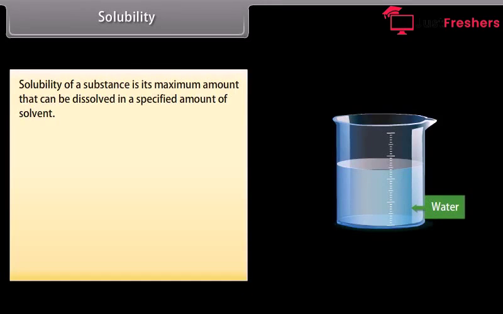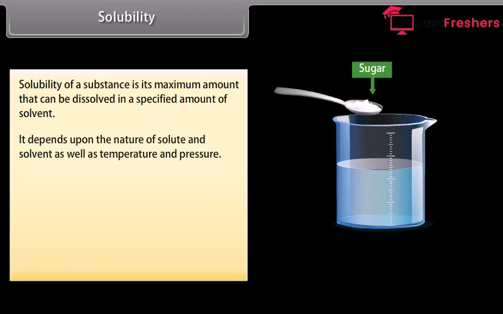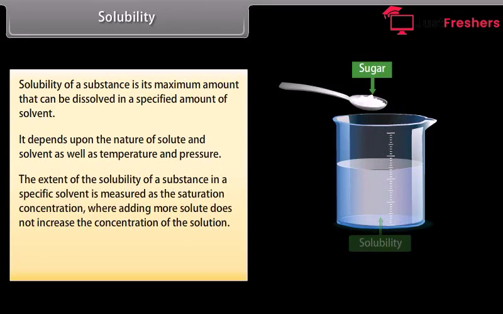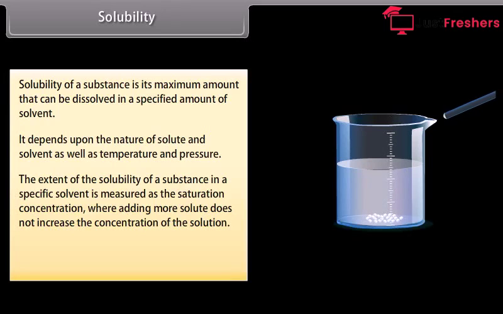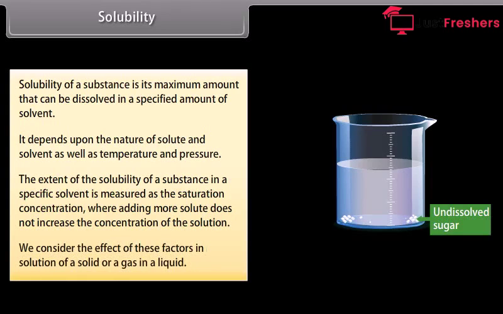Solubility. Solubility of a substance is its maximum amount that can be dissolved in a specific amount of solvent. It depends upon the nature of solute and solvent, as well as temperature and pressure. The extent of the solubility of a substance in a specific solvent is measured as the saturation concentration, where adding more solute does not increase the concentration of the solution. We consider the effect of these factors in solution of a solid or a gas in a liquid.